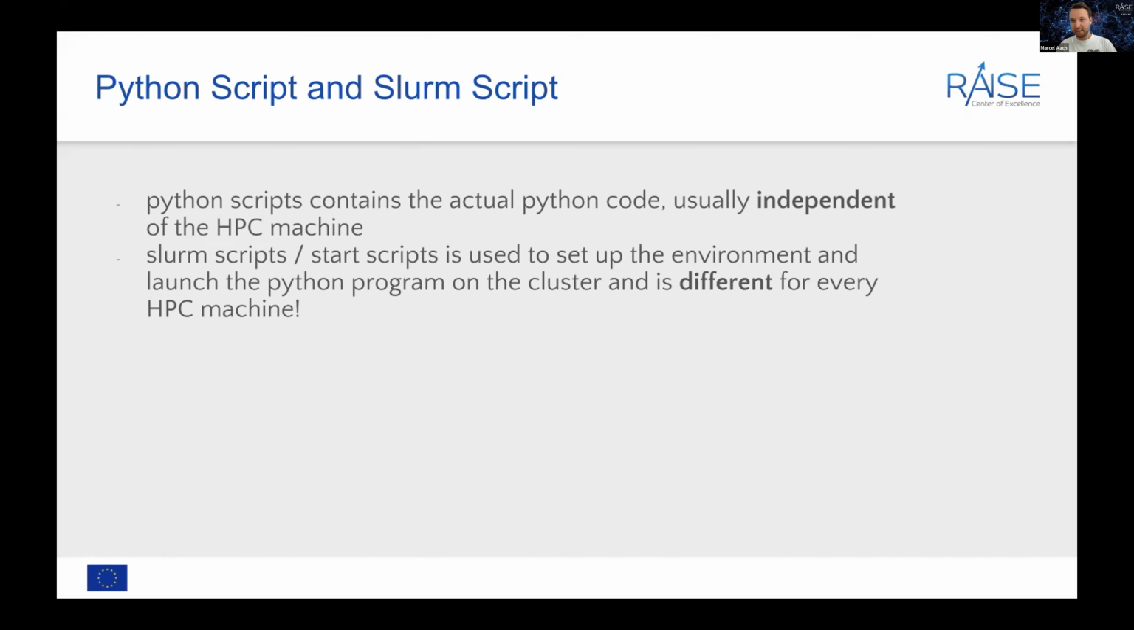The thing that is different from machine to machine are the so-called Slurm scripts or start scripts. And they are used to set up the right environment, to set machine-specific flags, and then to actually launch your Python application on the cluster.